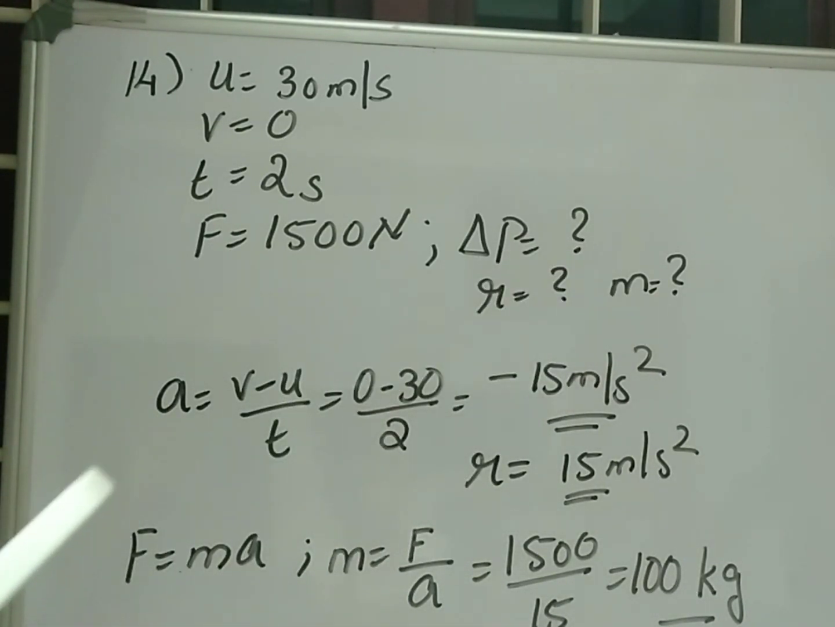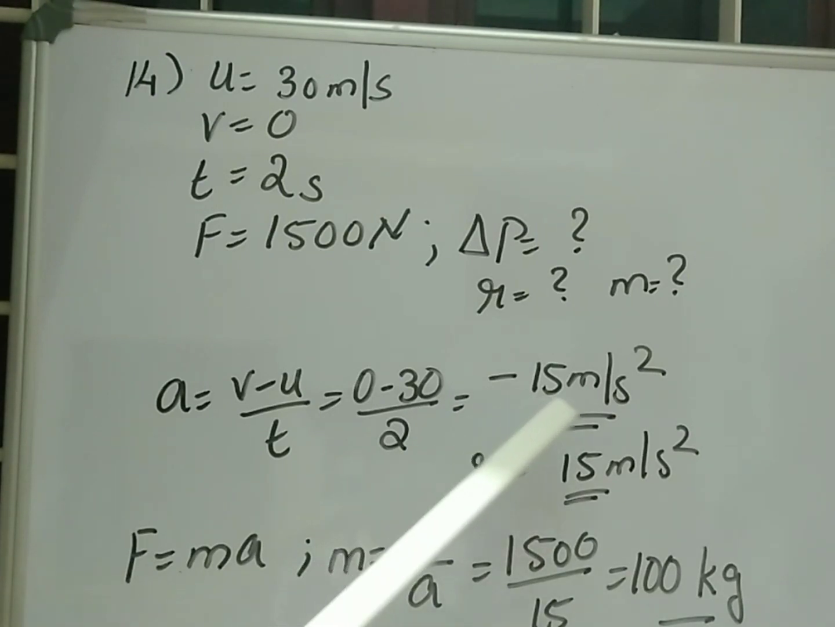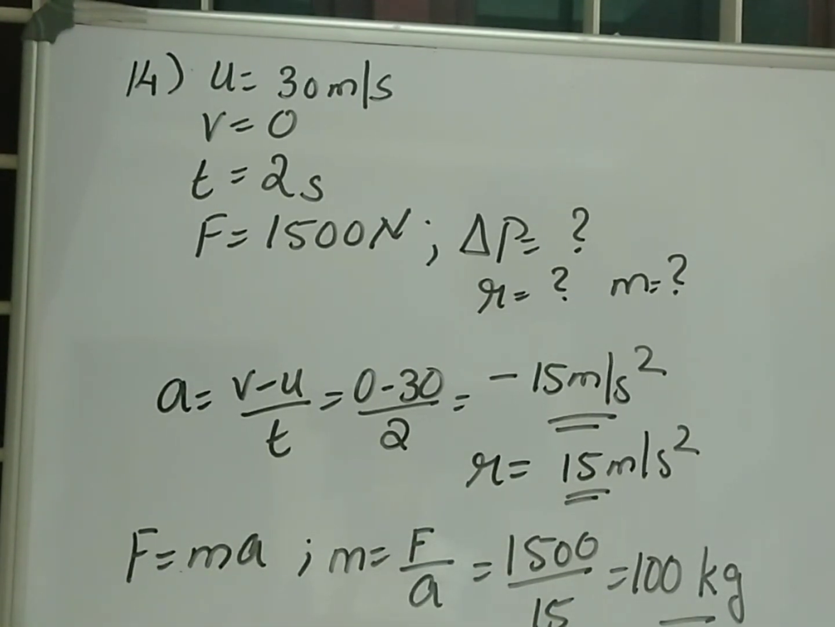So here, first we can calculate acceleration. a is equal to (v minus u) by t. 0 minus 30 by 2, you will get negative 15 meter per second square. Retardation is the negative of negative acceleration, so 15 meter per second square. So first we calculate the acceleration.